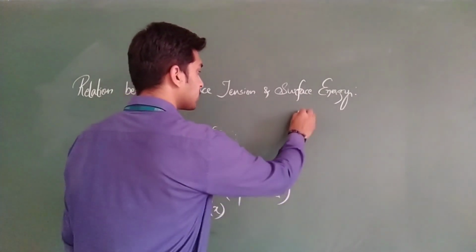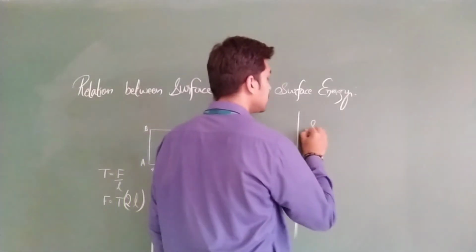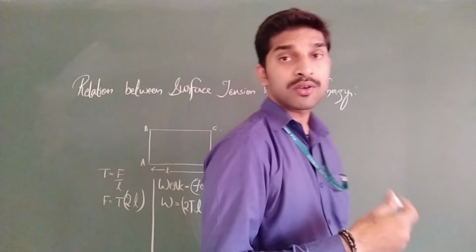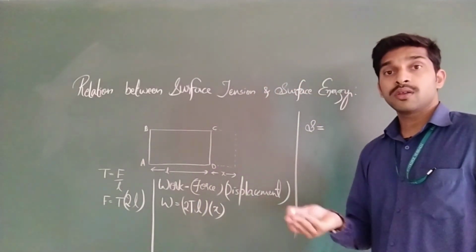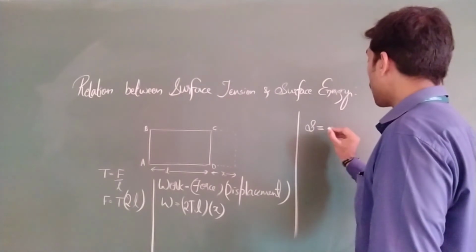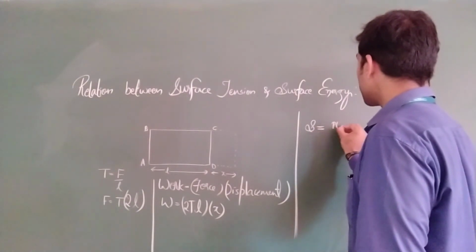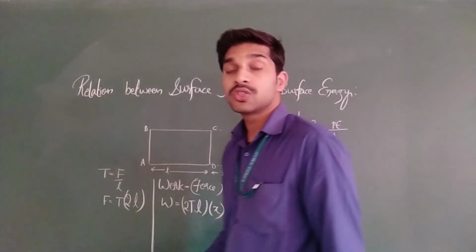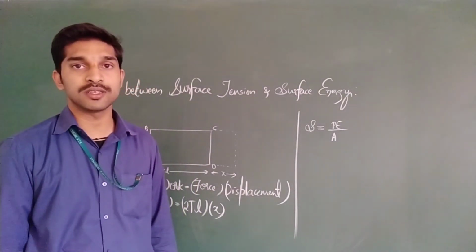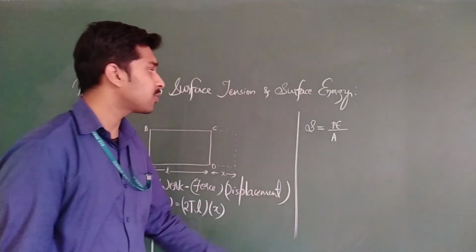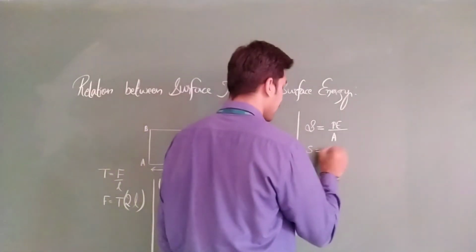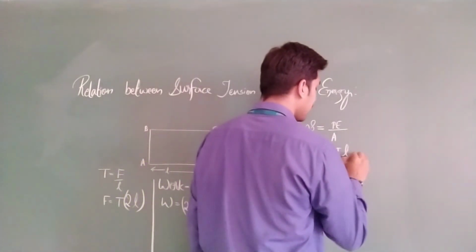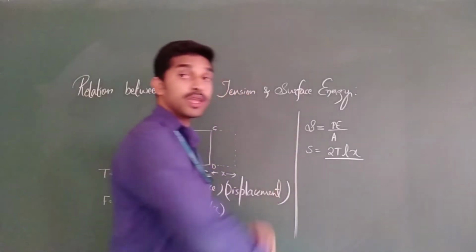So what we are going to discuss basically is surface energy. S is equal to what? Surface energy is nothing but work done per unit area, or as we had written, potential energy per unit area. Here this work done is stored in the form of potential energy. So S is equal to, in place of potential energy, 2TLx, whole divided by the area. What about the area?